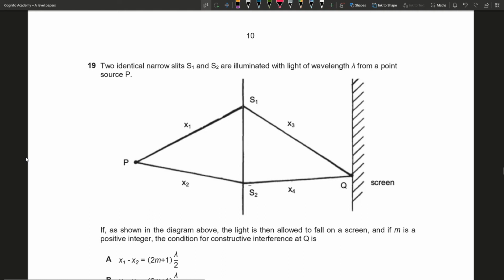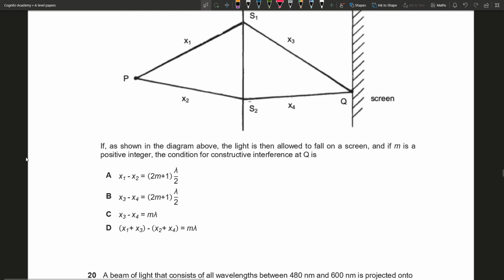Question 19. Two identical narrow slits S1 and S2 are illuminated with light of wavelength lambda from a point source P. As shown in the diagram above, the light is then allowed to fall on the screen, and m is a positive integer, with m in the options we are given. The condition for constructive interference at Q is that the path difference must be an integer multiple of lambda, lambda being our wavelength.